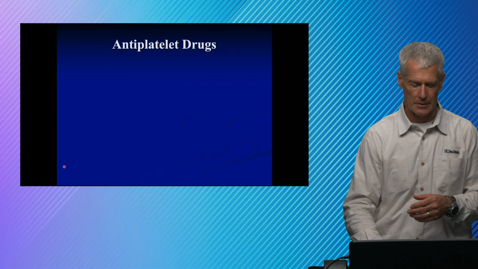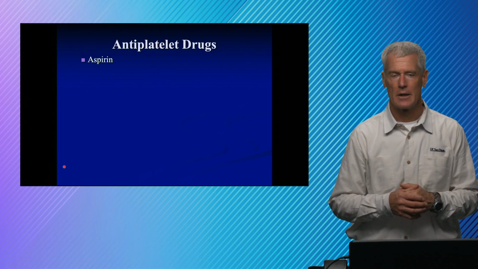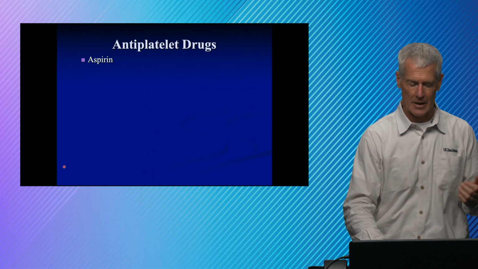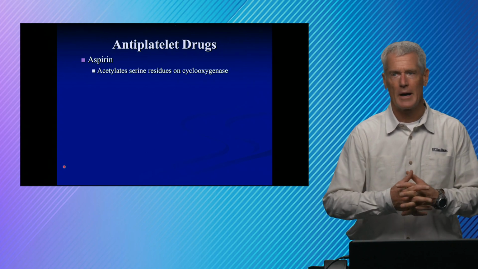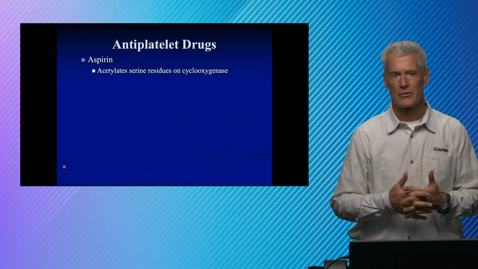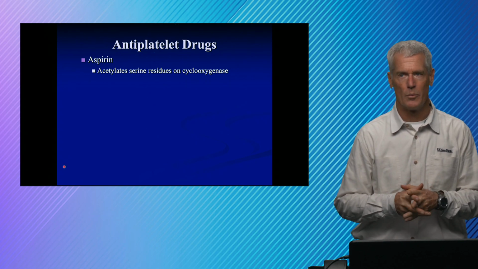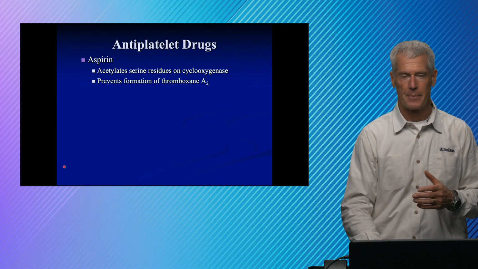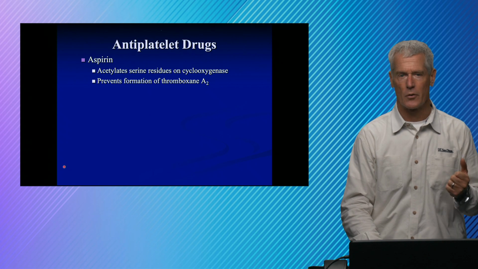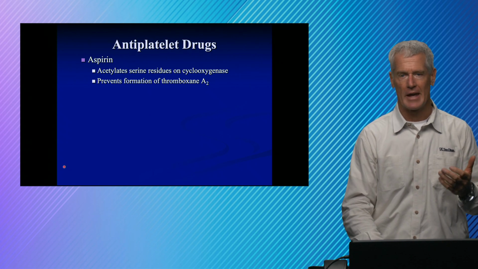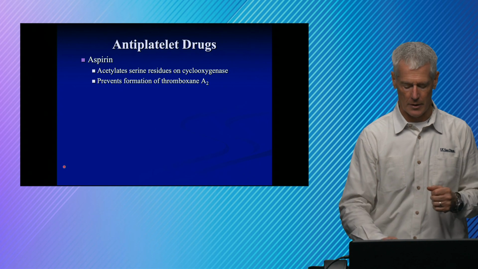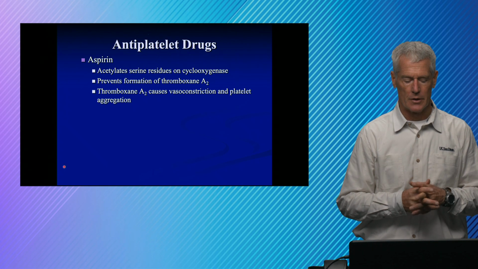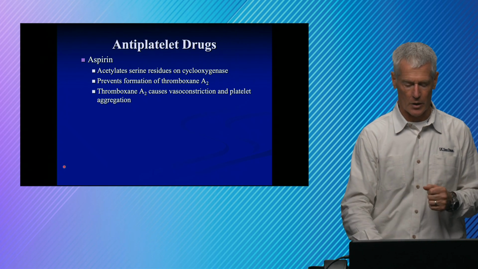Antiplatelet drugs. Aspirin is the most common one. It has a fairly good recommendation for its antiplatelet effects. And it works by, aspirin is acetyl salicylic acid, so that acetyl group actually binds to serine residues on cyclooxygenase, which is responsible for forming thromboxane A2, which is part of the activated platelet and the platelet aggregation. So it's both a vasoconstrictor as well as activating platelets.